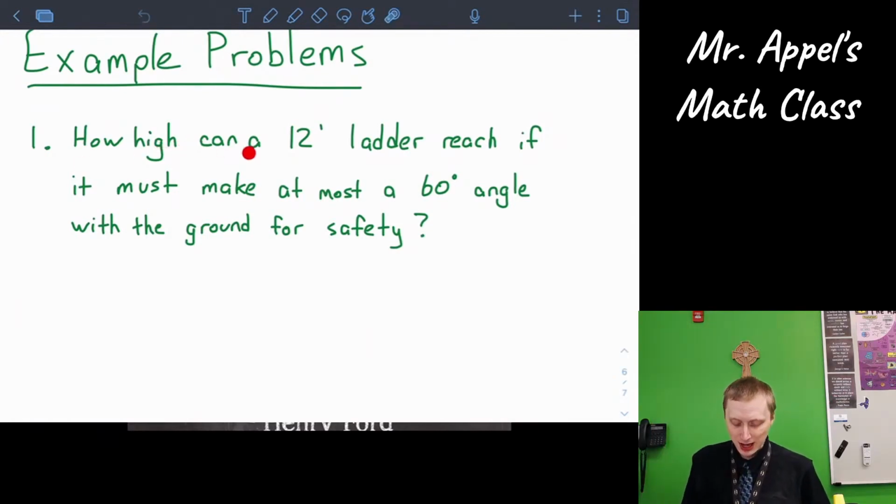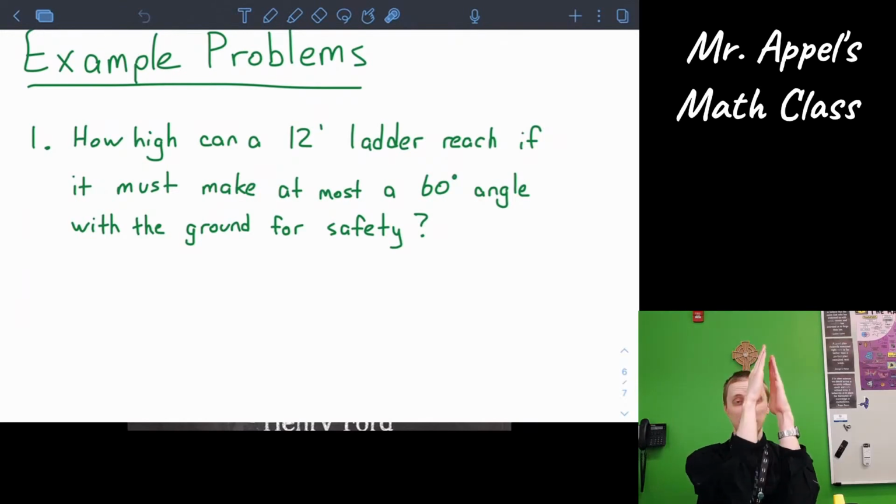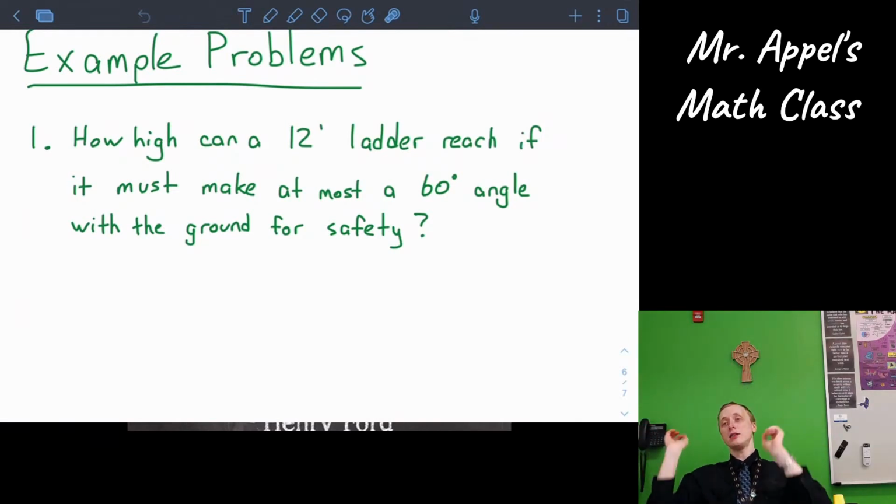So first off, how high can a 12-foot ladder reach if it must make at most a 60-degree angle with the ground for safety? Okay? If any of you have actually climbed a ladder, you should know you do not set your ladder perfectly up against the building, vertical, because as soon as you start climbing up, it's going to tip and fall over on you, right? You don't want that to happen. So you've got to set it at an angle.